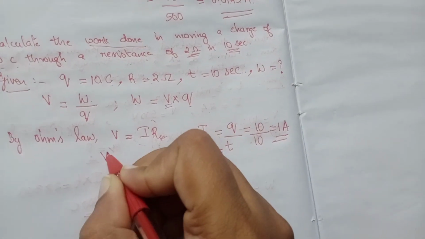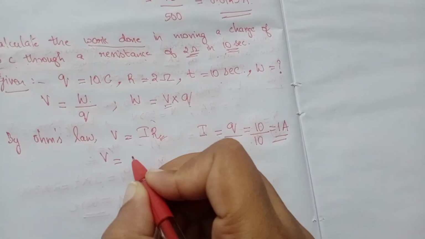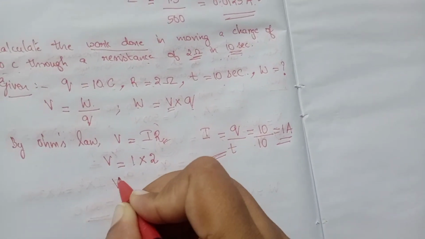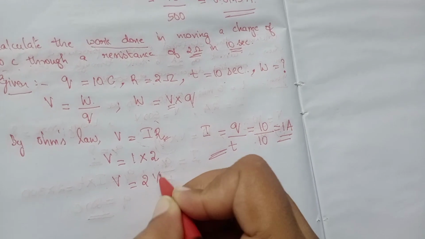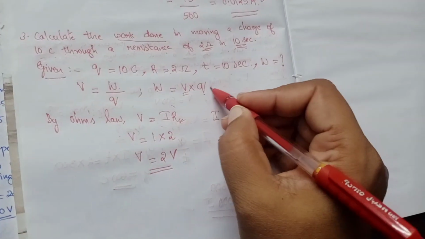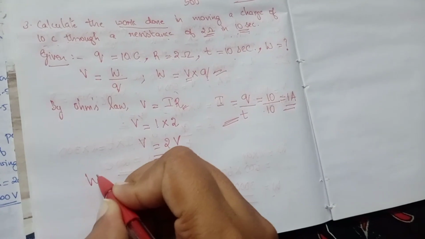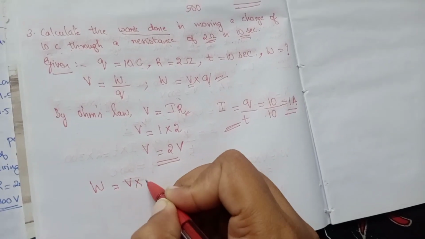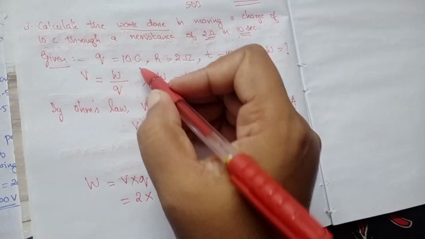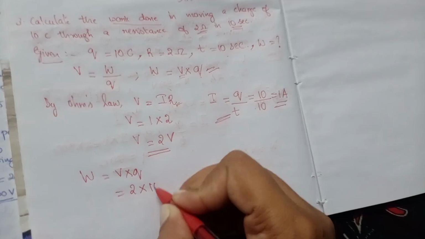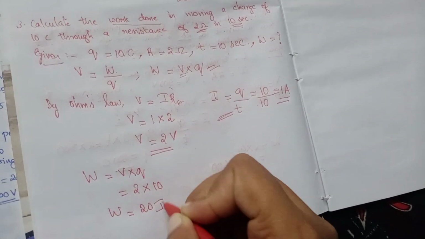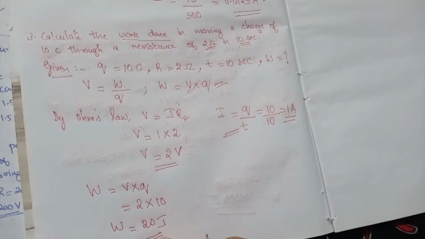Now substitute. So V is equal to, the value of current is 1 amp into, what is the resistance value given? 2. So we can write the value for voltage is 2 volt. Now equate here. We know W is equal to V into Q. So the value of V is 2 volt and the value of Q is what? 10 coulomb. So we will get 2 into 10, which is equal to 20 joule. So this is the work done.